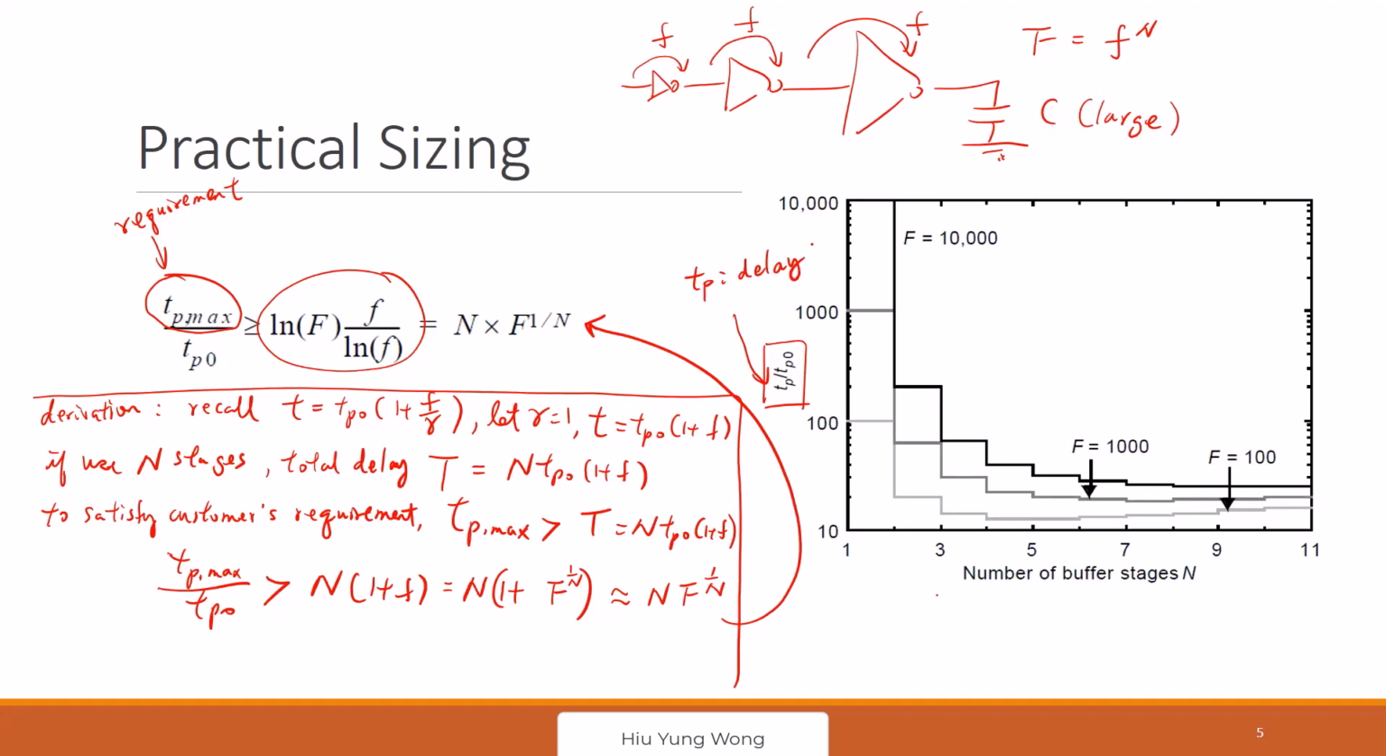Okay, so you want TP divided by TP0 smaller than TP max divided by TP0. So this graph tells you what delay you will get for a given total fan out and different number of stages. Any questions?